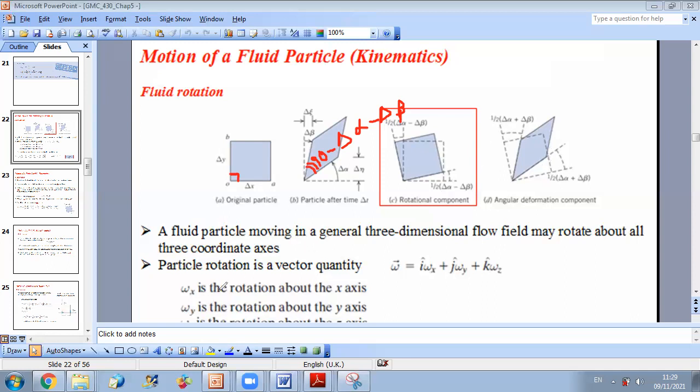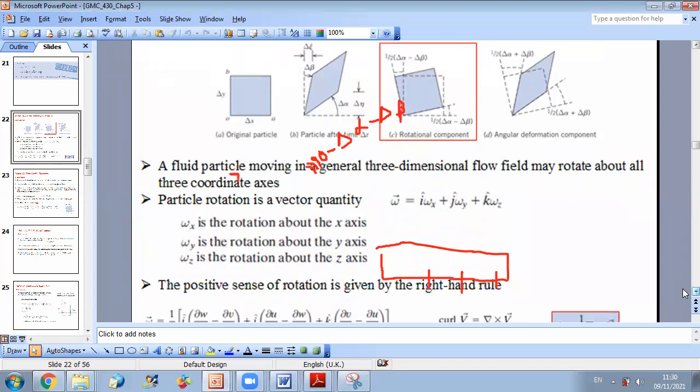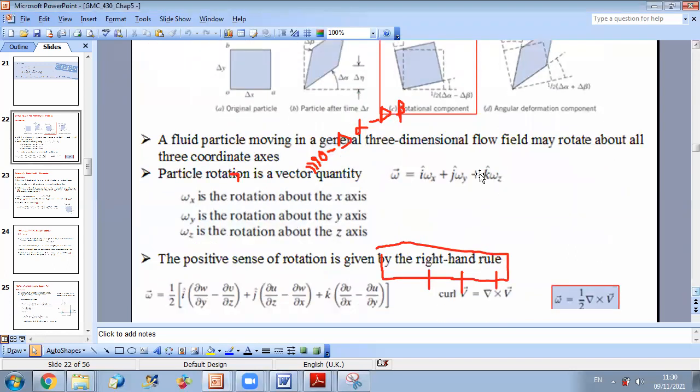But in general, the particle rotation can be done in different directions, and we can define the angular velocity as omega x i plus omega y j plus omega z k, where omega x represents the rotation about the x-axis, omega y represents the rotation about the y-axis, and omega z is the rotation about the z-axis. Now, what we will do here is define some new concepts: how to relate the rotation of a flow field, the angular velocity of a flow field, to its velocity field.